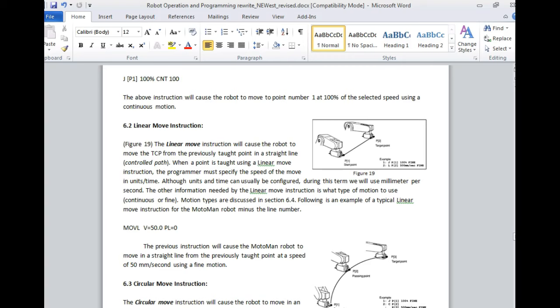So a linear move, we move in a what? Yeah, this is a move instruction. This is not a jog. This is a move instruction, which we tell the tool center point to move in a straight line, from the previously taught point. Y'all understand that? So I might use a joint move for my first instruction, and then it'll stop at that point maybe. We'll talk about that in a minute. And then I'll use a linear move as my next instruction. Well, from the previously taught point, the robot will move in a straight line.